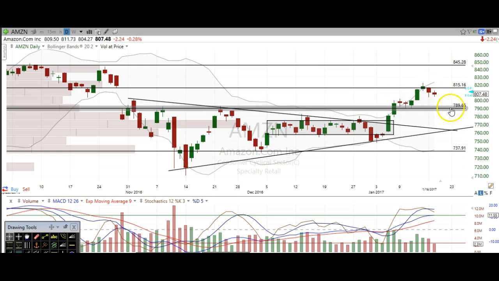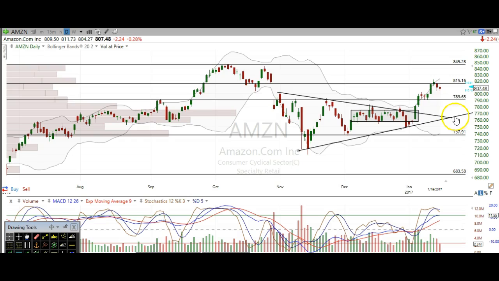So 790, definitely a level here. And then below that, we've got this uptrend line that started right here and right here. So anywhere 790 to 770, in my opinion, in the short term, is a buy zone here. And I do think that this is a pretty bullish pattern here. And I do think that Amazon is going to head higher eventually, and more than likely going to retest that 845 mark up here, these previous highs that it made up here.